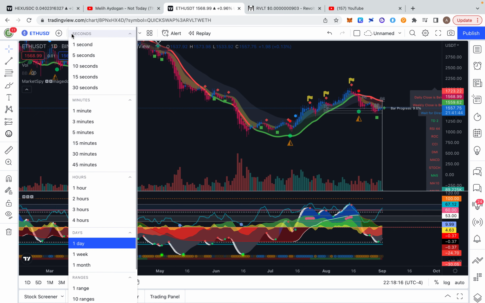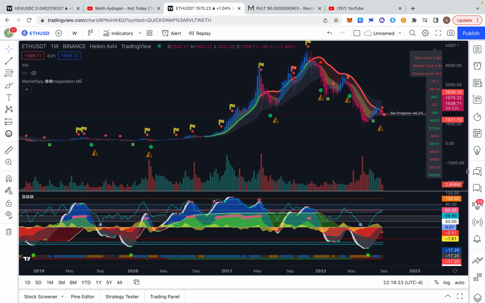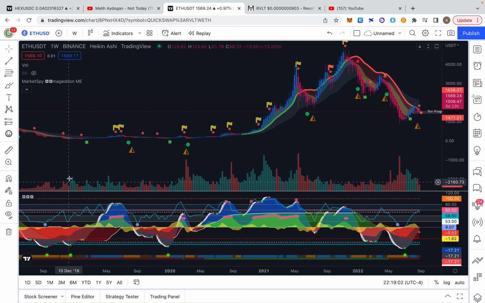Let's check out the weekly real quick. Now the weekly is giving us a green, and it was profitable if you had bought right there. It's actually gone up significantly on the weekly, right? So that was a great call there. And the last one you can see was in December 2019. So it goes to show you how few and far between these green dots actually show up. They don't show up very often. That last one, look at that, $100.